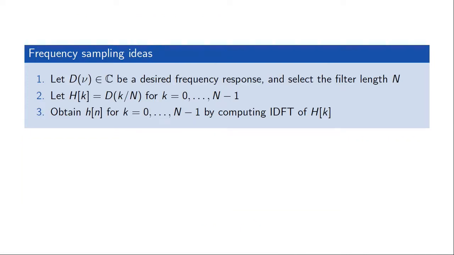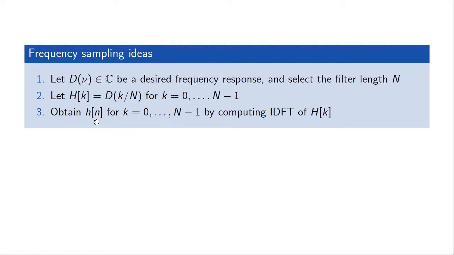So this suggests an idea for designing a filter. Suppose that we have a desired frequency response d of nu, and this could be the low-pass filter that we discussed earlier. We select an appropriate filter length n, and we build a discrete Fourier transform h of k by sampling this desired frequency response at intervals given by k over n, where k ranges between 0 and n. Then we compute the inverse discrete Fourier transform of h of k in order to get back into the time domain and obtain our filter taps.